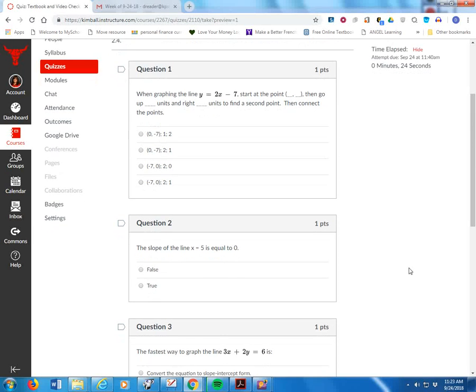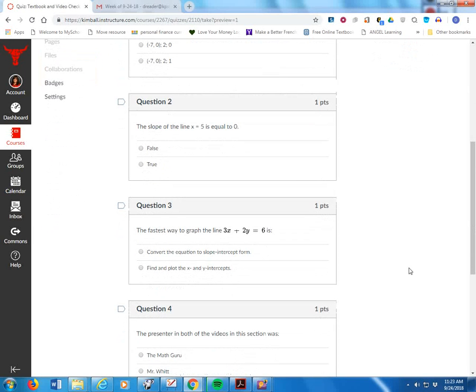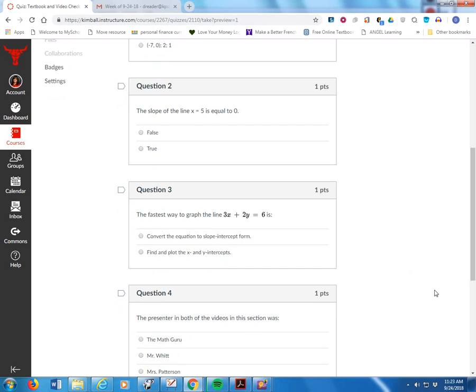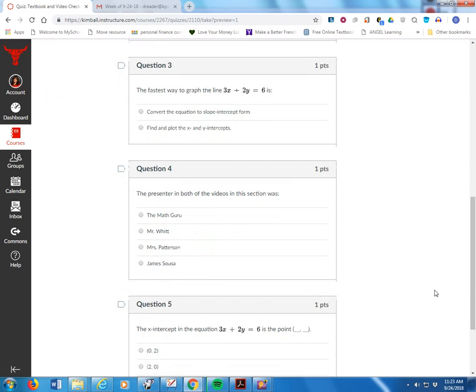Good. Question 2. The slope of the line x equals 5 is equal to 0. True or false? False. X equals 5 is a vertical line. The slope of all vertical lines is what? Undefined. Okay? The fastest way to graph this line is either to convert it to slope-intercept form or find the intercepts. Which one? Find the intercepts.